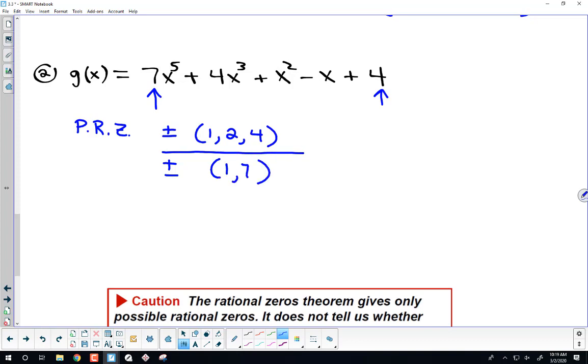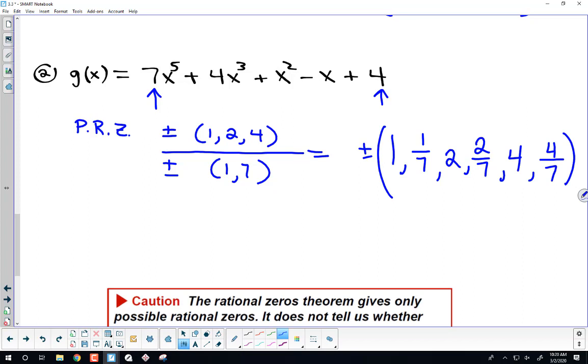And again, don't leave your list like that unless it's absolutely clear to you what those numbers are. It's really all the numbers on top divided by all the numbers on bottom. 1 divided by 1, 1 divided by 7, 2 divided by 1, 2 divided by 7, and 4 divided by 1, and 4 divided by 7. So again, 12 numbers to try in synthetic division, or with the remainder theorem. We've done both.